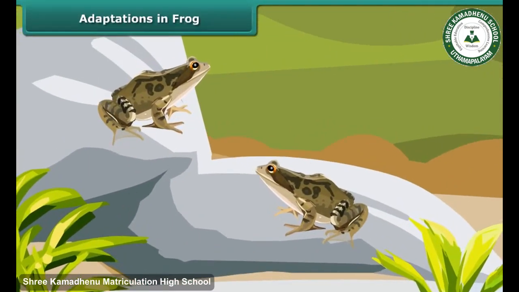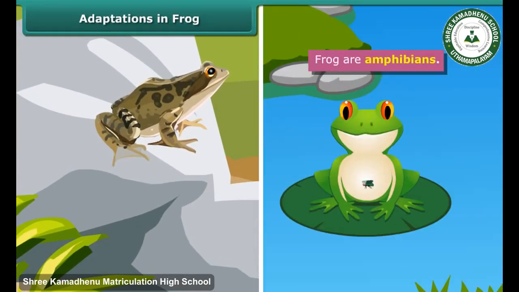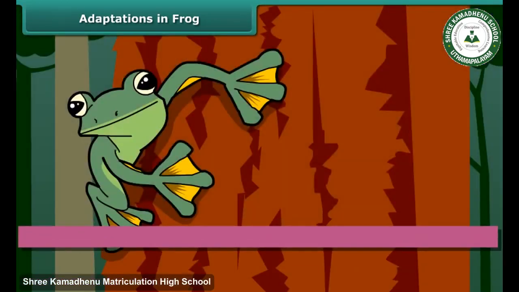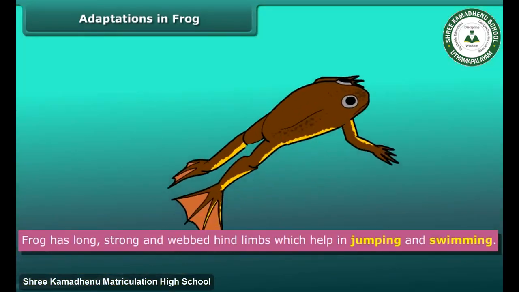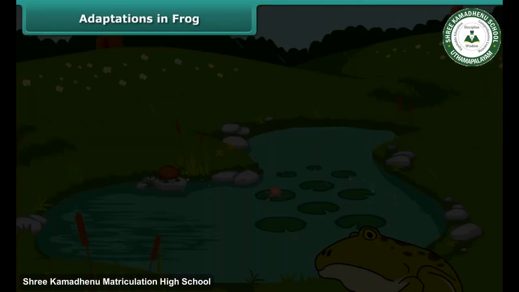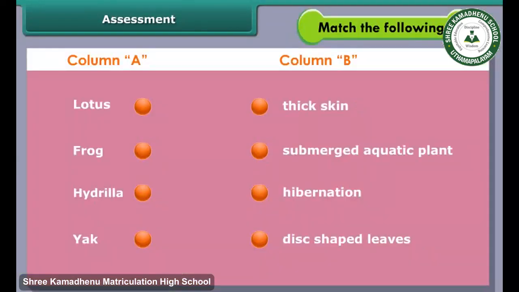Students, we all know that frogs are amphibians. They can live both on land and in water. So they have specially developed features that allow them to live both on land and water. Frog has long, strong, and webbed hind limbs that help in jumping and swimming. Frog undergoes hibernation during the winter season. Match the following by clicking the organism and the adaptations found in them.